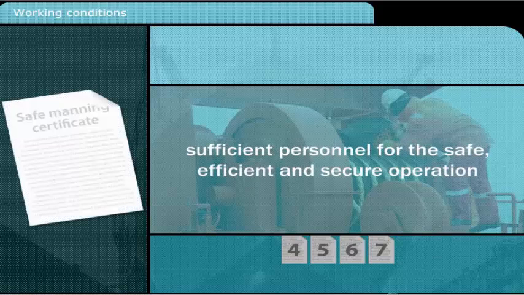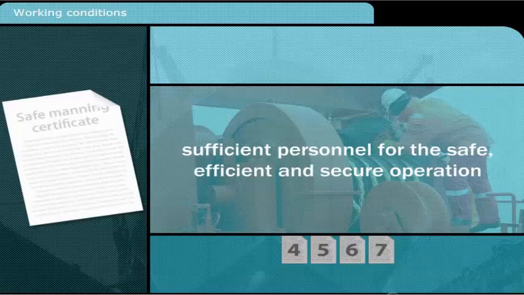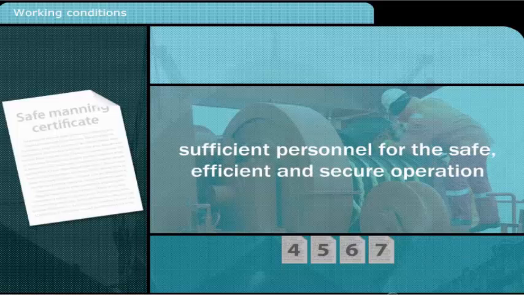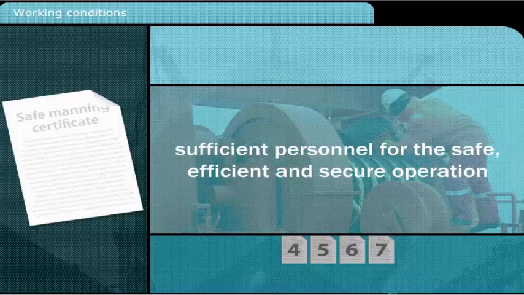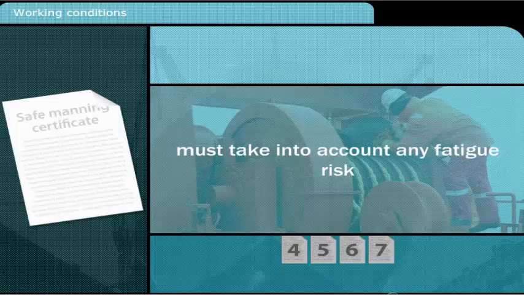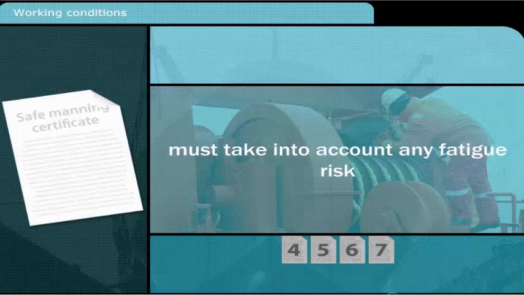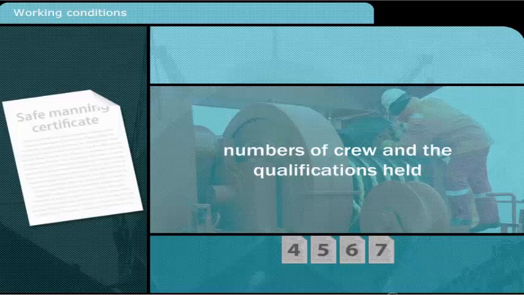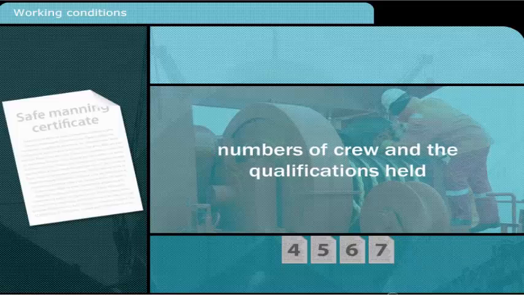The requirements for manning levels are covered by Regulation 2.7, the purpose of which is to ensure that seafarers work on board ships with sufficient personnel for the safe, efficient and secure operation of the ship. This regulation identifies the need to take into account any fatigue risk due to operational requirements when setting a safe manning level for a vessel. It also requires that each vessel is safely manned in accordance with the manning certificate in relation to numbers of crew and the qualifications held by them.